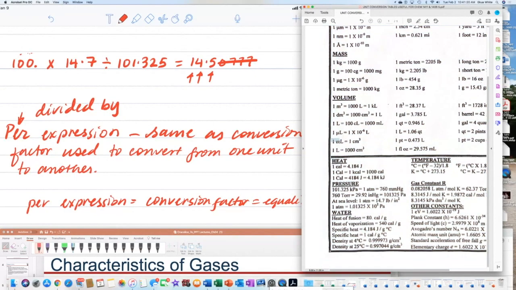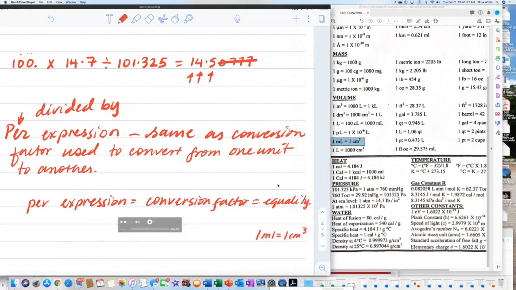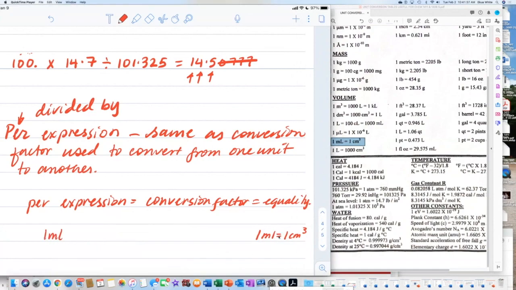Like this one here, somebody was asking me about that. 1 milliliter equals 1 centimeter cubed. If you write it like that, that's an equality. And you can use that as 1 milliliter per centimeter cubed, which is like 1 milliliter over 1 centimeter cubed. That's the conversion factor, and you use that to convert. It's technically equal to each other.